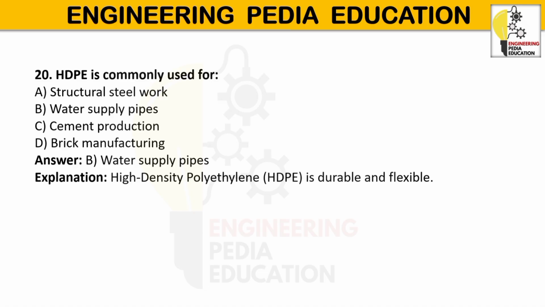What are the disadvantages? It can soften at high temperature. It requires specialized equipment for heat fusion joining. It may expand or contract with significant temperature change.